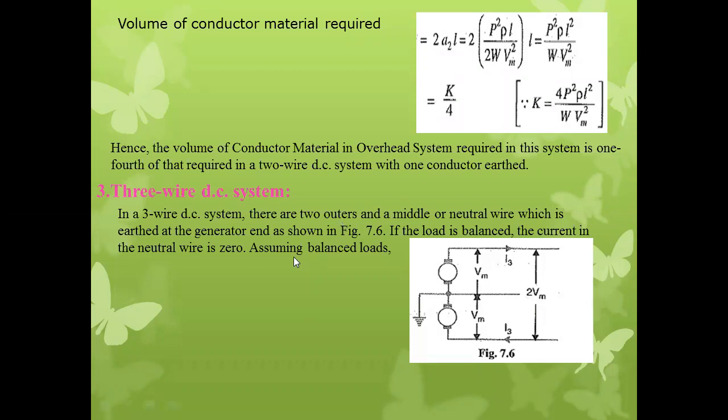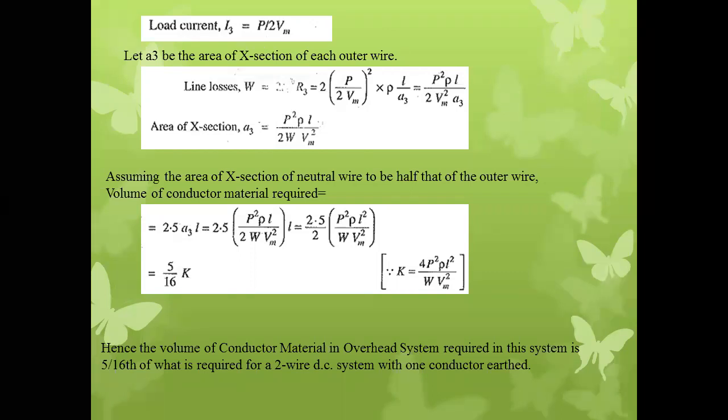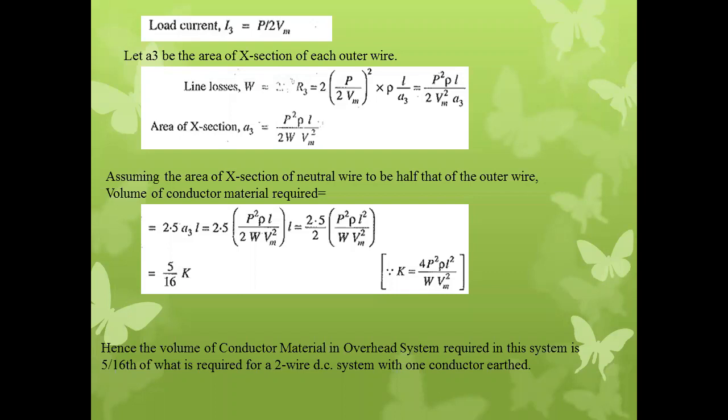Consider a power which is to be transmitted to the load, denoted by capital P. So the load current I3 is equal to P by 2 into Vm. This is the required expression for the load current. Let A3, since this is the third case, be the cross sectional area of each outer wire.